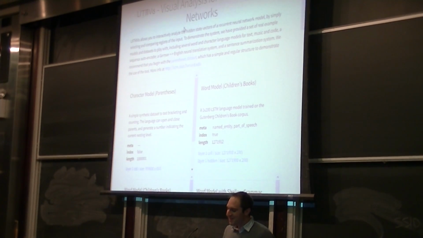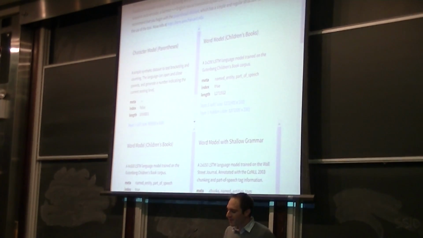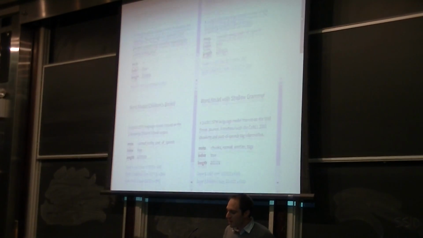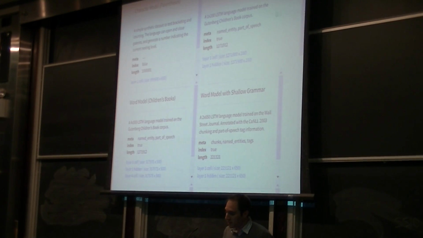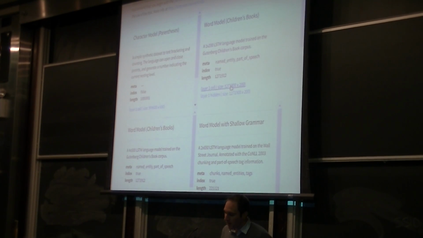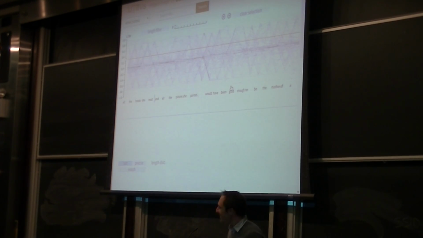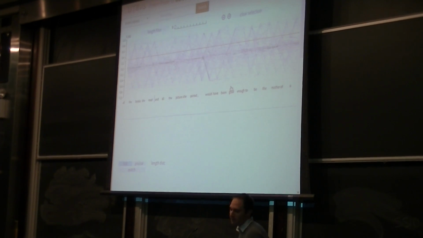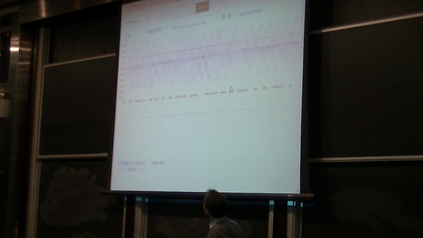Okay. So that's the simple one. We have this tool online, and we have about 20 different models in it. Let's look at one that's a little more realistic. So here's one of children's books. Here we have the language modeling problem of trying to predict the next word in text of children's books. So: all the books she read and all the pictures she painted would have been glad enough to be the mother of, etc. And things are a lot crazier.